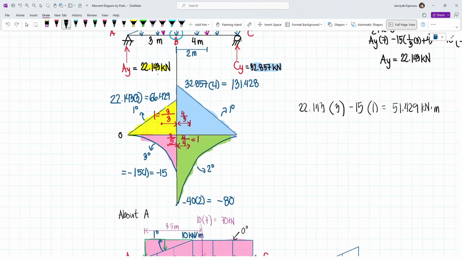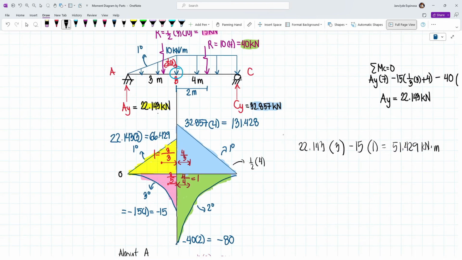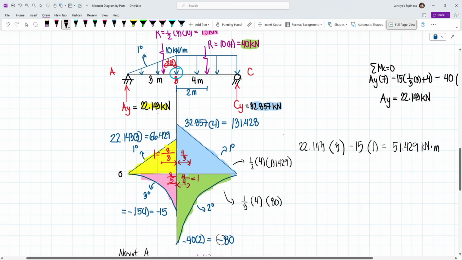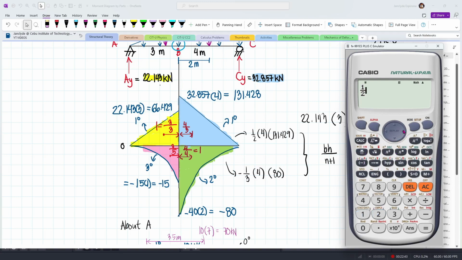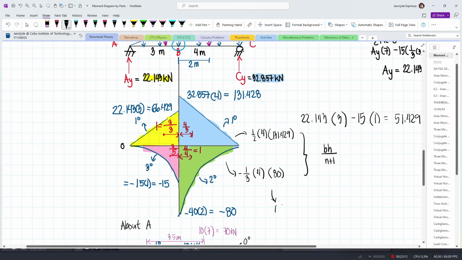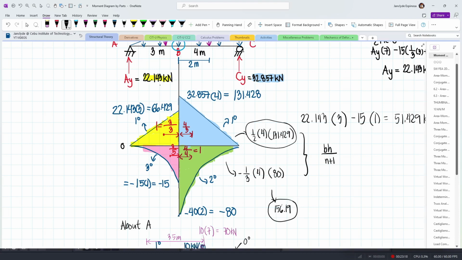So diba, the area of this triangle is 1/2 times the base, which is 4 meters, multiplied by the height, which is 131.428. And then here we have 1/3 times the base, which is 4 meters, multiplied by the height, which is 80. But this is minus. Again, this just comes from the formula, which is BH over n plus 1. And so let's try to add both. We have 1/2 times 4 times 131.429 minus 1/3 times 4 times 80. We have 156.19. So this is 156.19. This one plus this one.